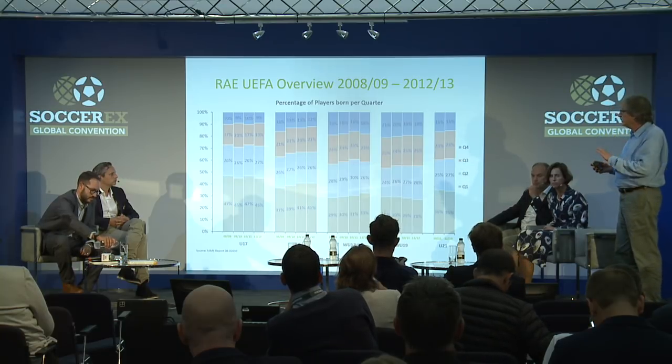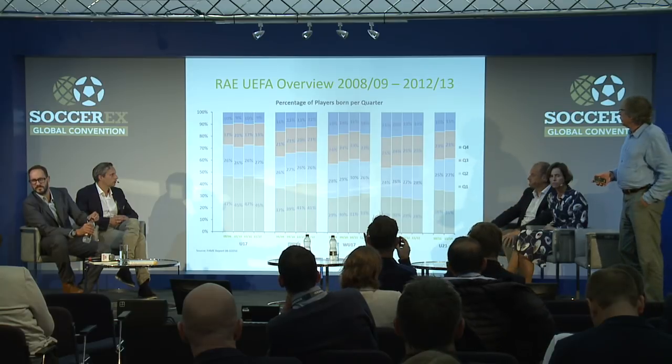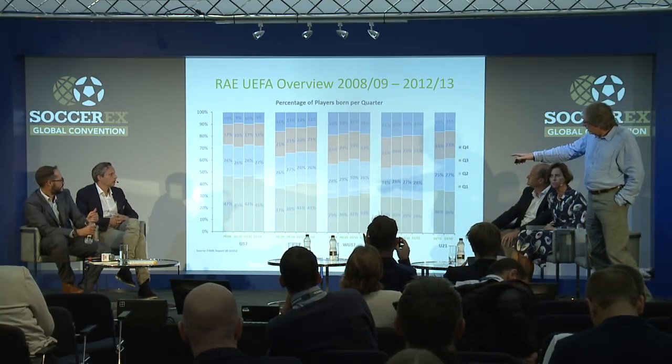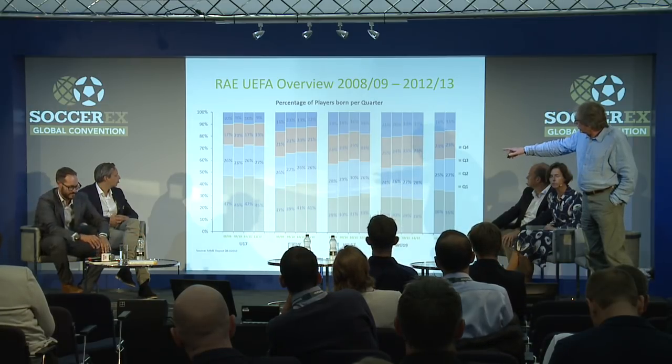Now, these are relative age charts which you ought to be familiar with. At the bottom, it's split into quarters, and the bottom part of the chart is the first quarter of the year, then the second, then the third, and then the fourth quarter. And you can see that there's a predominance of early-born players in all of these cohorts. This was 2008 to 2012. Under 17s at the far end, then under 19s, women's under 17s, women's under 19s, and then the under 21s.